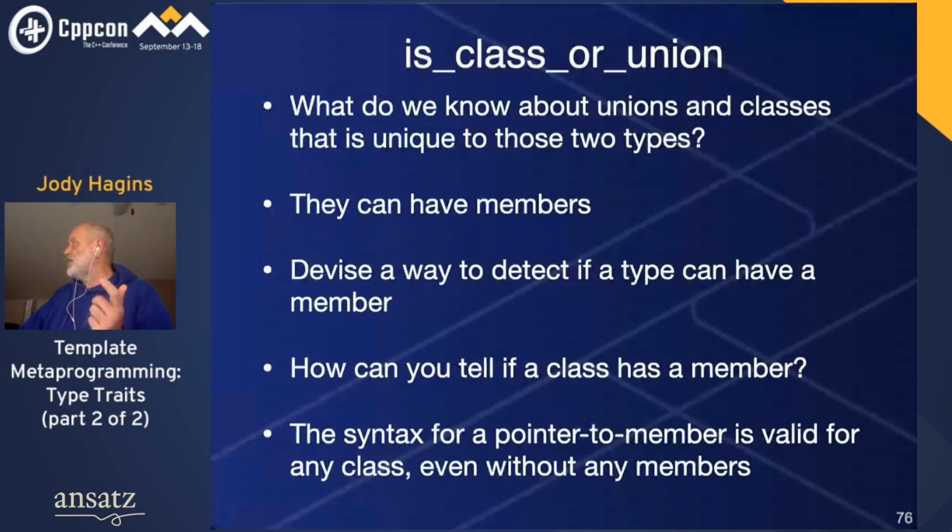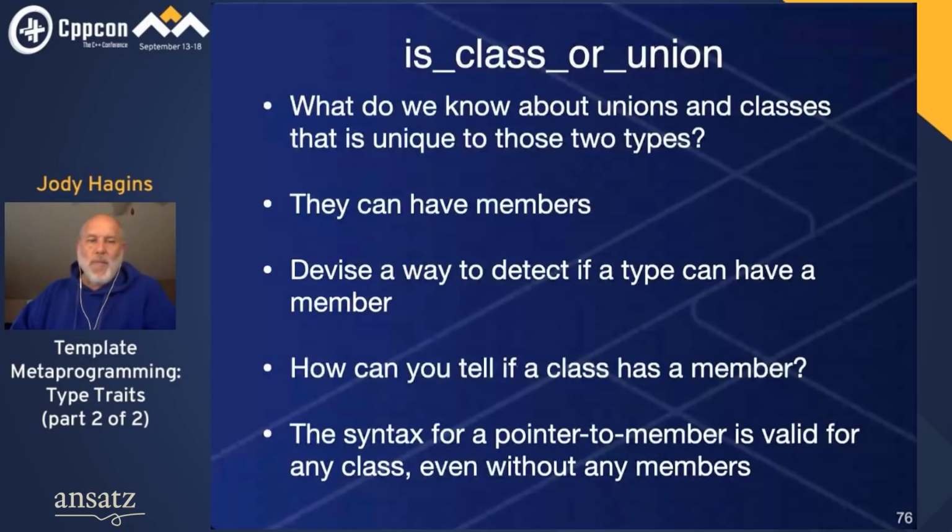A question: does is-union consider std::variant as a union? No. And the reason is because every type belongs to exactly one of the primary type categories. And std::variant belongs to class. std::variant does not belong to union. Just like is-function does not include std::function, and is-pointer does not include smart pointers. It doesn't include shared pointer and all that stuff.